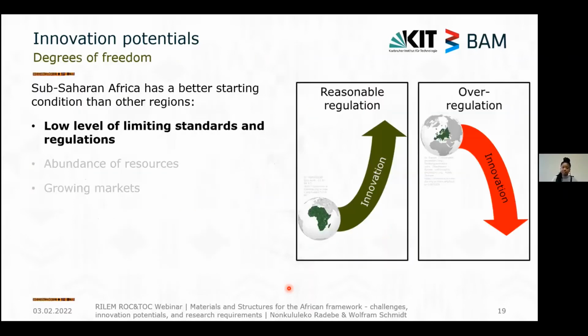And we've got several degrees of freedom. If you consider Europe, for example, it has an extremely regulated industry when it comes to construction, which is actually the opposite in Africa. Maybe, of course, we can do with a little more reasonable regulation, but having lower standards will increase the innovation potential that we have compared to Europe.